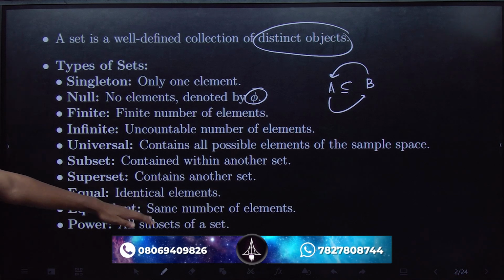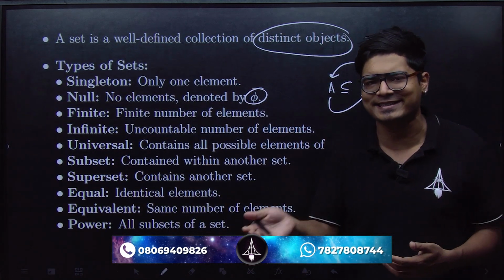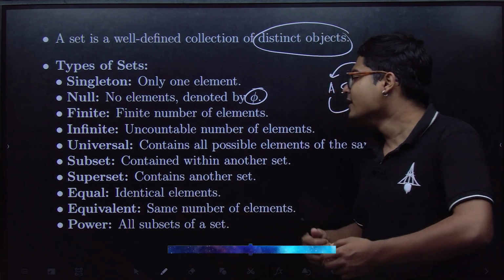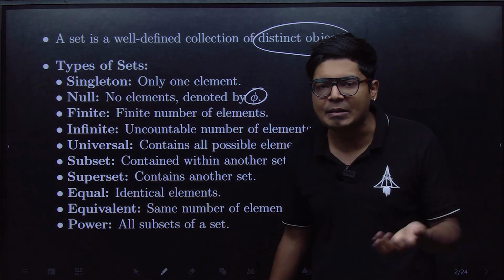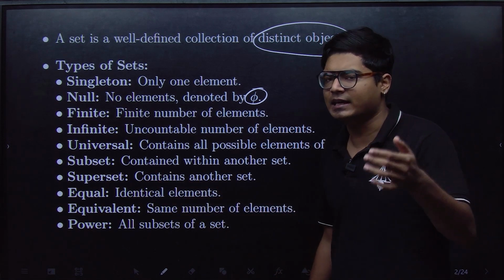Coming to what equal sets are, two sets are supposed to be equal if they contain the same number of elements and exactly the same elements, right? So, they need to be identical sets. Equivalent sets are sets which contain the same number of elements, even though the elements differ. As long as the number of elements are the same, we'll call them equivalent sets, okay?